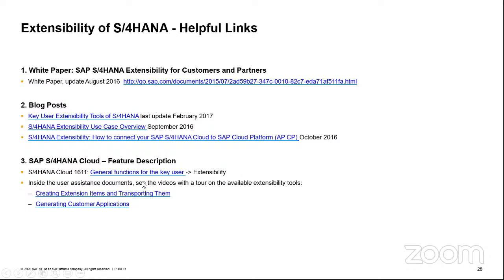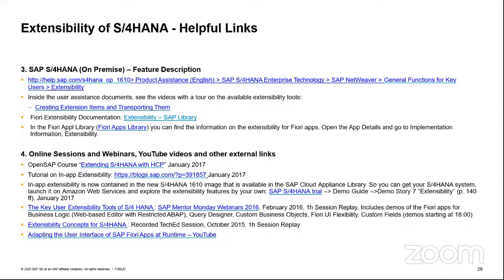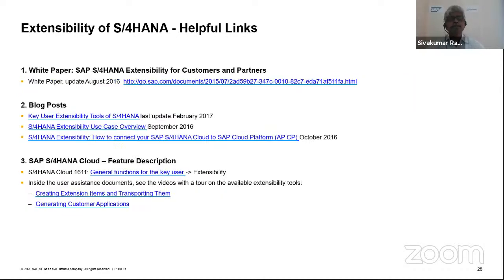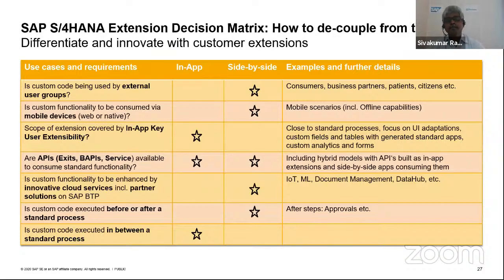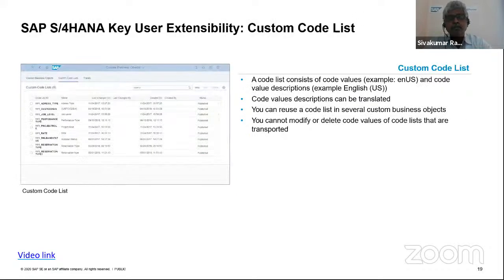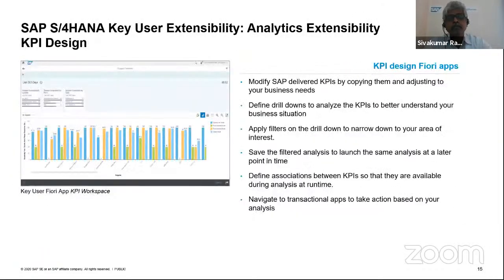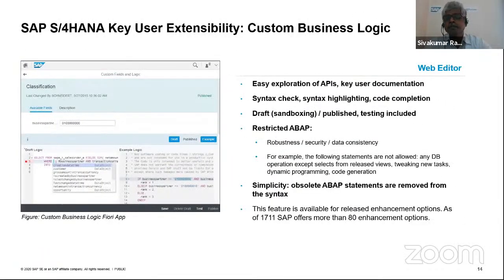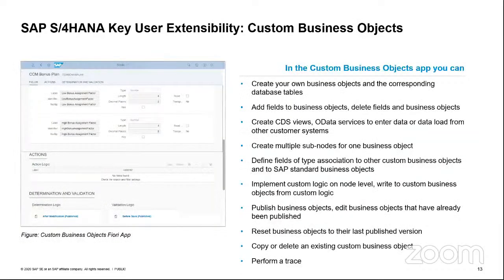Yeah, S4HANA. Okay, this is for S4HANA Cloud. 1611 is on-premise, right? This is cloud. Just a second. This is actually available from 1901.